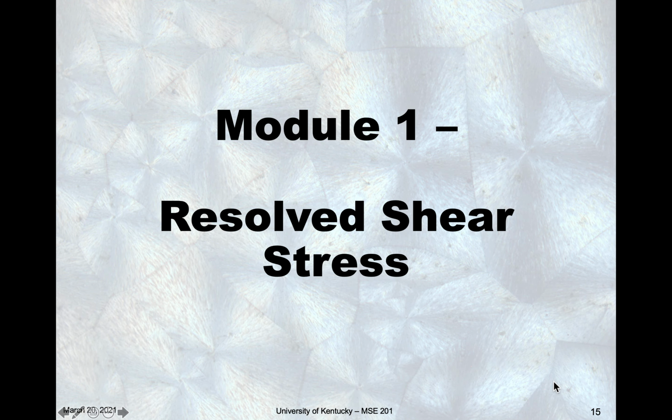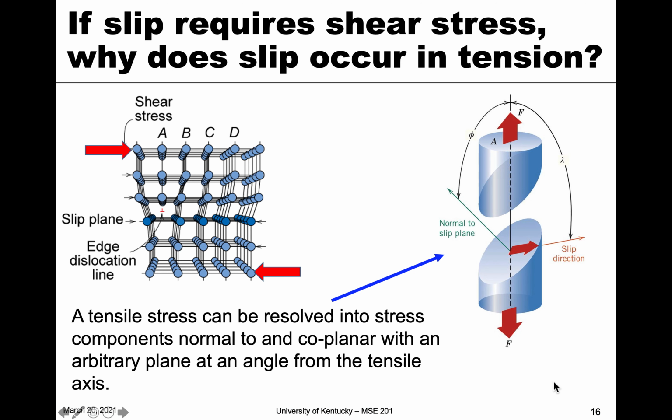All right, so for this module, we're going to talk about what's called resolved shear stress. And this is what allows us to think about our slip and our dislocation motion in terms of a shear stress. So the reason we talk about this is because, as we have been visualizing in all these edge and screw dislocations, shear stress is required, right? So we apply a force towards the right of the top part of the crystal, towards the left on the bottom part of the crystal, and the slip occurs in this.